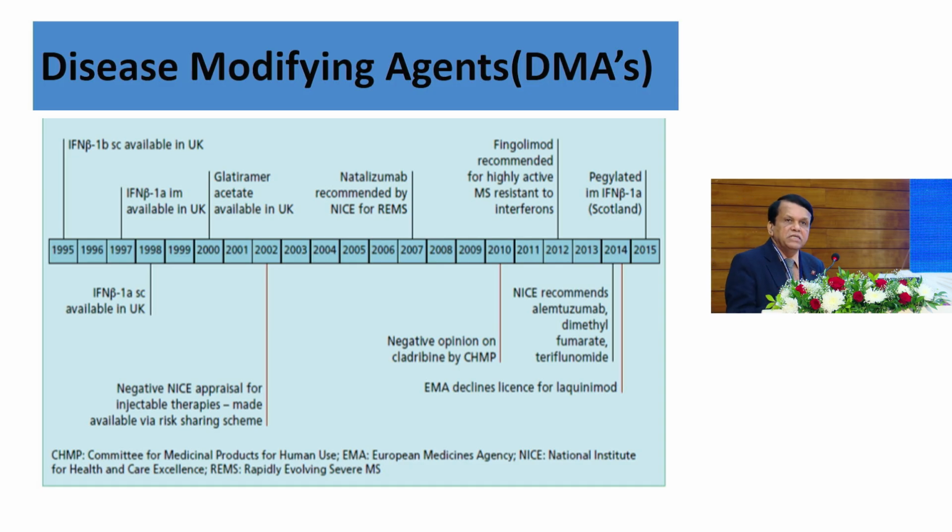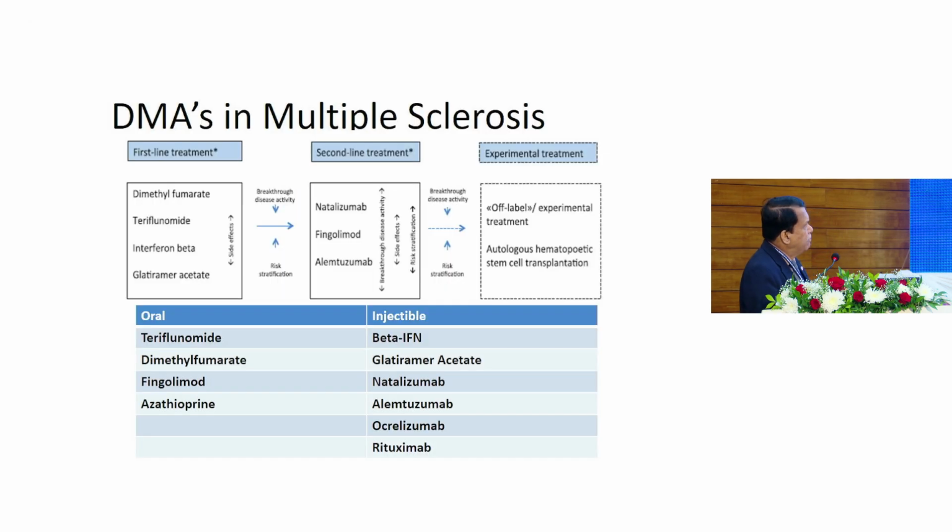And we are seeing in our own experience that multiple sclerosis is increasing. But what is heartening to note is that these patients can lead a normal life and a good quality of life using these disease modifying therapies. There are 3 lines of disease modifying therapy: the first line treatment, second line treatment, and experimental treatment.